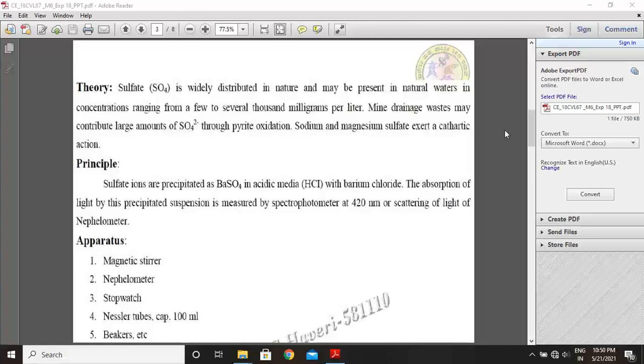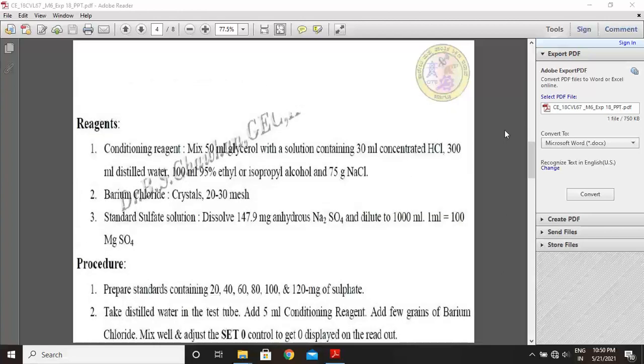Next, which apparatus are required to execute this experiment? A magnetic stirrer, nephelometer, stopwatch, Nessler tubes of capacity 100 ml, beakers and weighing balance etc. are required to execute this experiment. Now, which reagents are required? Let us see how the reagents are prepared.